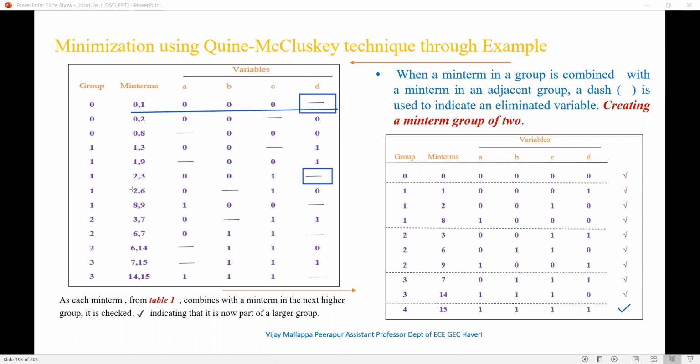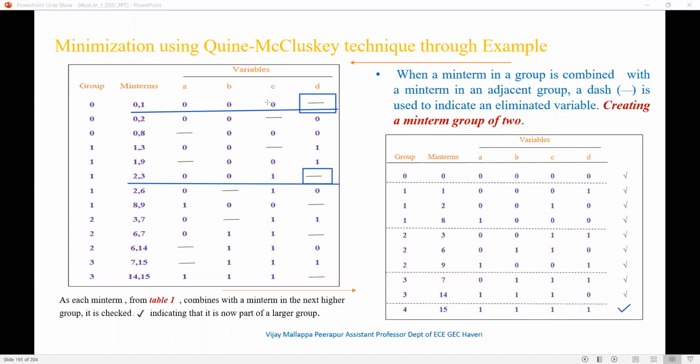Now check for this one. We know that the dash has to be on the same variable, and see if there is only one variable change. You can see from here we have 0, 0, 0, 0, 0 and 1. Yes, again it is only one variable change. So now we can create a group of 4 mean terms, which has the mean terms 0, 1, 2 and 3, and we can eliminate the variable.